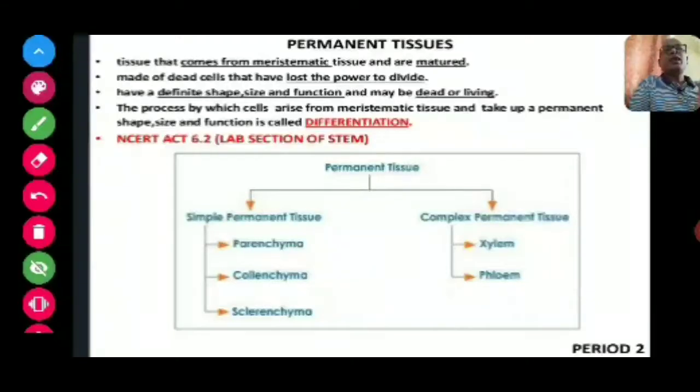Permanent tissue is actually the tissue that comes from the meristematic tissue. As we have already discussed, meristematic tissues are those tissues which have the ability to divide, and permanent tissues do not have the ability to divide, so they are matured enough and are called mature tissue. They are derived from meristematic tissue. In a simple way, we can define permanent tissue as a group or collection of living or dead cells.